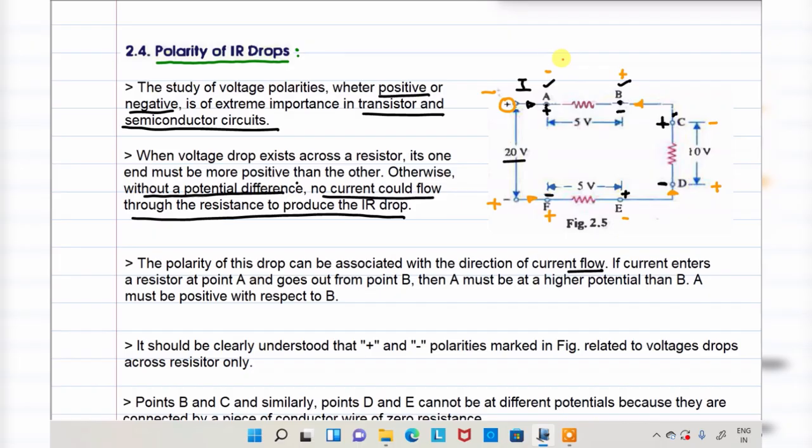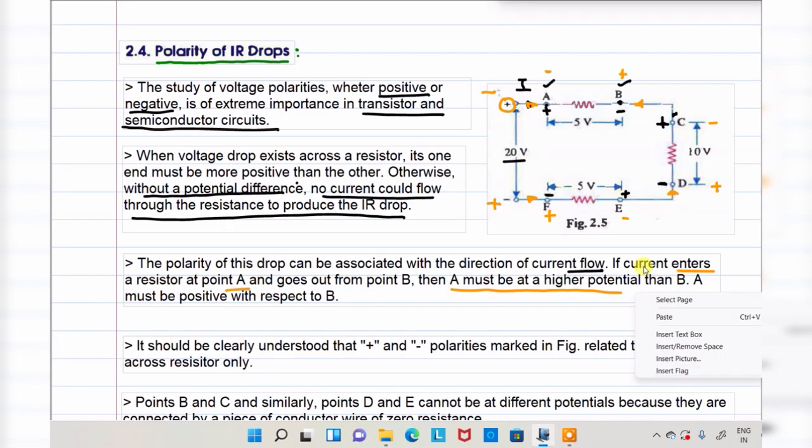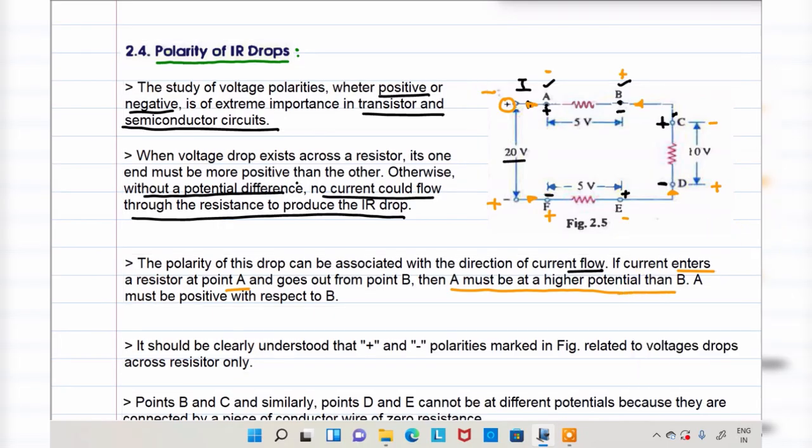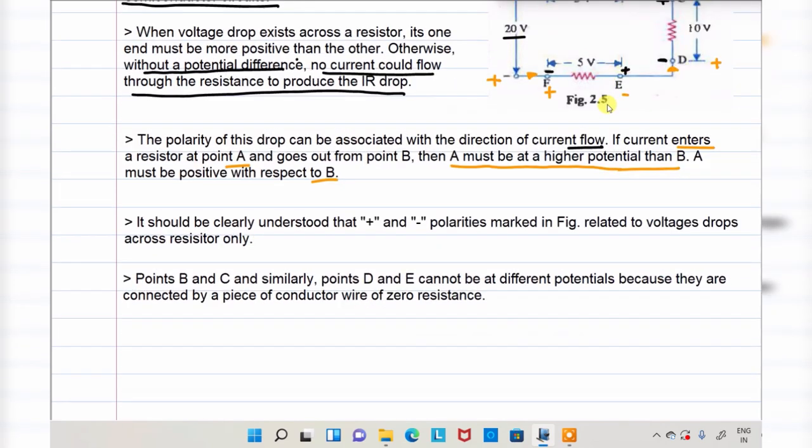That means you remember, the direction of current decides the polarity of the resistance. That is the point here. So the polarity can be associated with the direction of current flow. If current enters the resistor at point A and goes out from B, then A must be at higher potential than B. Just now I explained: A must be positive with respect to B. If you got my point, okay, right.